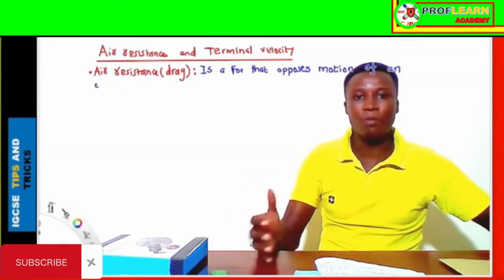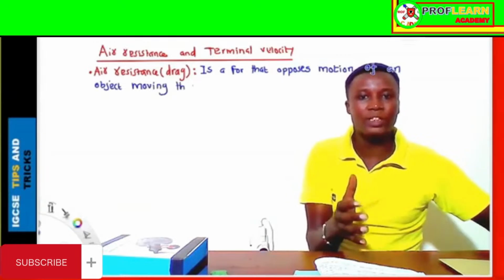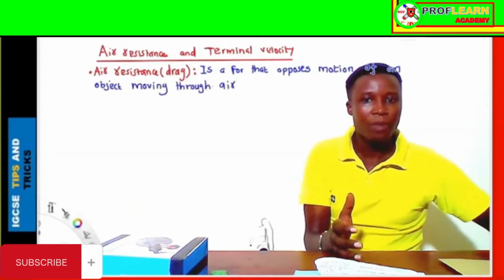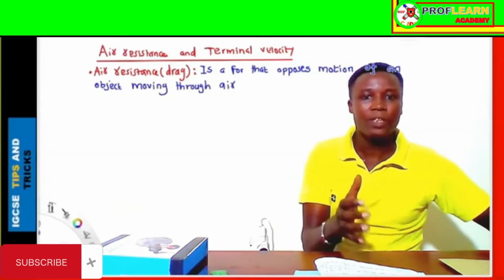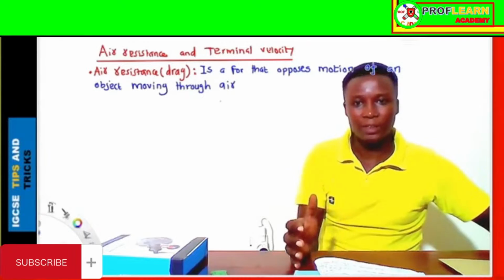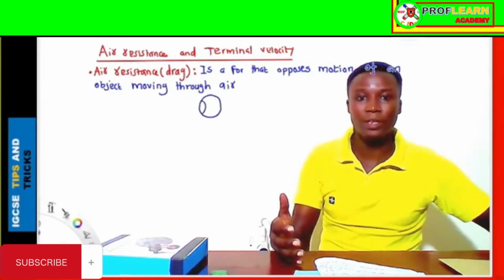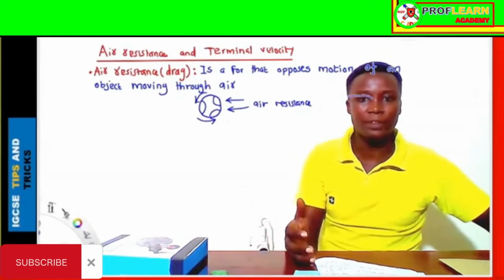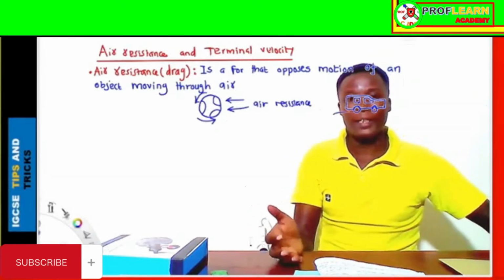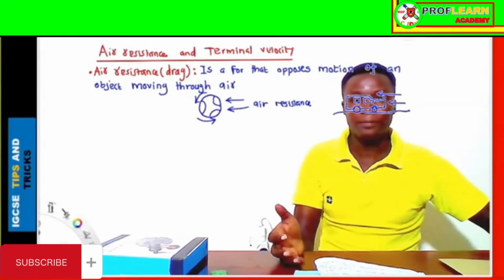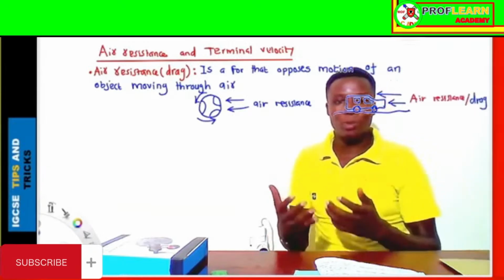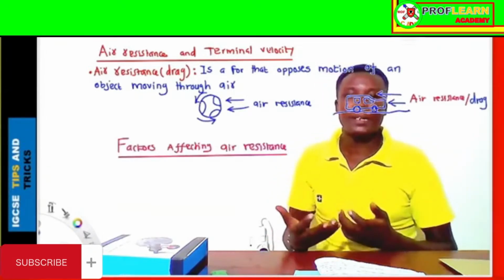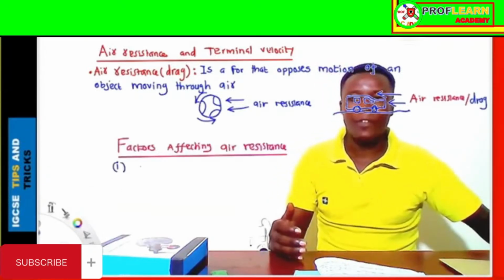Different objects can move through air. So that force that is trying to resist the motion when an object is moving through air is what we term as air resistance. And sometimes we also say it's called drag. Different objects can experience air resistance as they move through air. And then now we need to understand what the factors are which can affect air resistance.